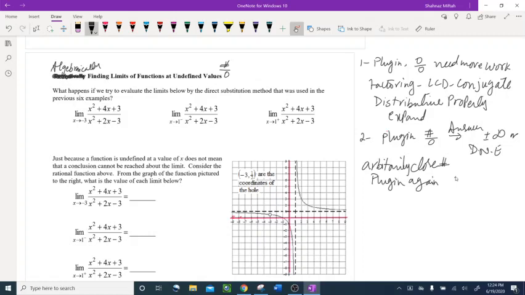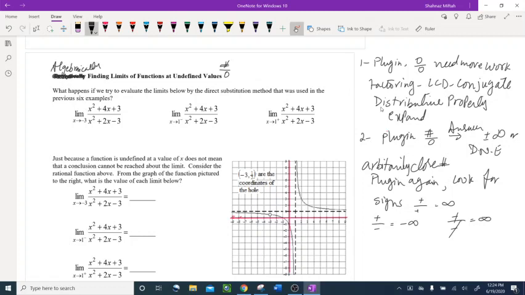Then you look for signs, not numbers, because we already know our answer is positive infinity, negative infinity, or does not exist. So we look for signs. If I have positive, then I have positive infinity. If I have positive and negative, then I have negative infinity. If I have negative and negative, it's positive infinity because they cancel each other out. So that's what the steps are.